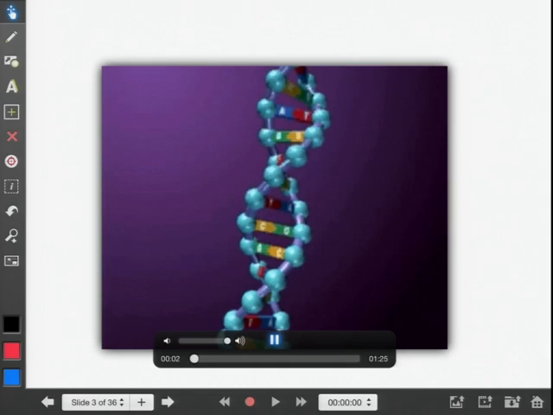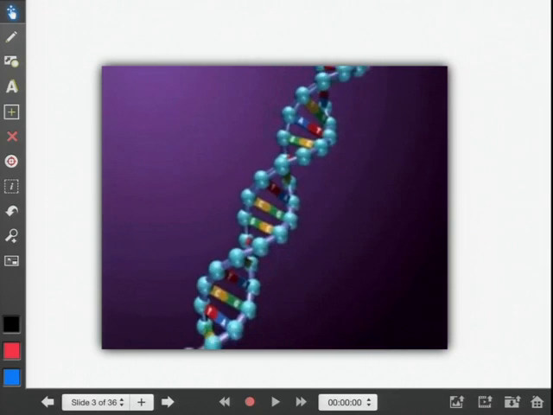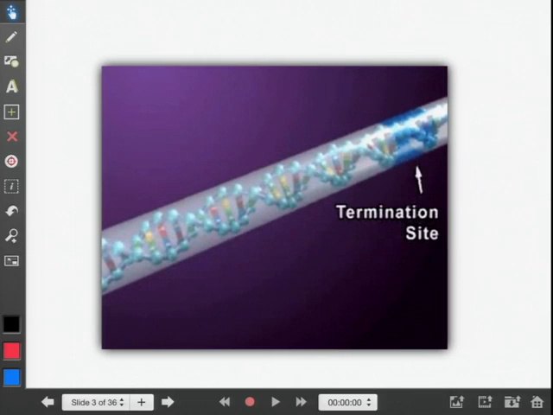Transcription is the process by which RNA is assembled from a DNA template. The two strands of the DNA double helix are held together by bonds between complementary base pairs. DNA encodes genetic information in the sequence of bases along one strand. The portion of the DNA molecule that is a single gene or coding region is bounded by termination and promoter sites.